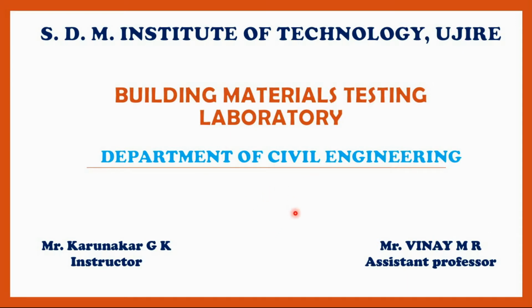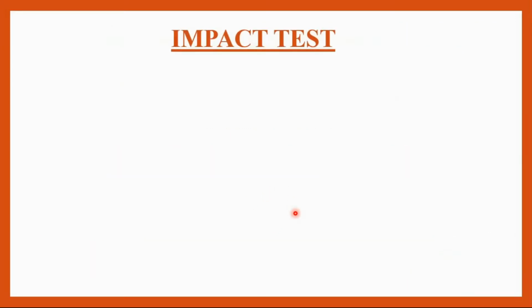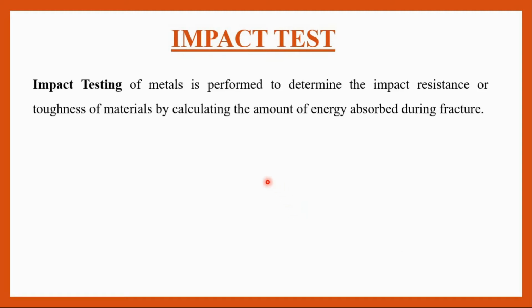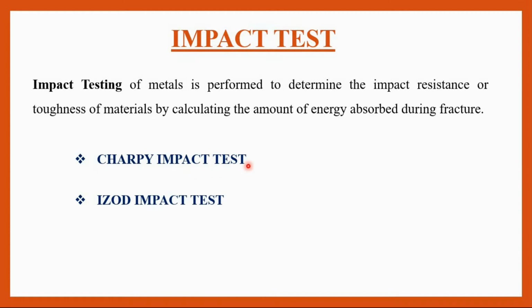Today we are going to discuss the impact test experiment. Impact test of metals is performed to determine the impact resistance or toughness of a material by calculating the amount of energy absorbed during fracture. Nothing but we are applying sudden load on the material. So, how much energy is absorbed by that metal we need to calculate using two methods. One is the Charpy impact test and the second one is the Izod impact test.